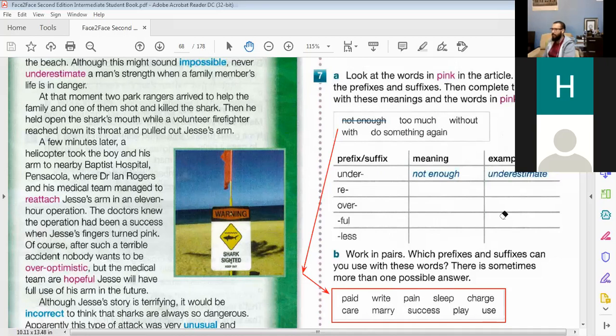What's the opposite of overpaid? Underpaid. Right. This means maybe the employee is good, but he's not getting enough, right? So with paid, I think the best two are overpaid and underpaid.